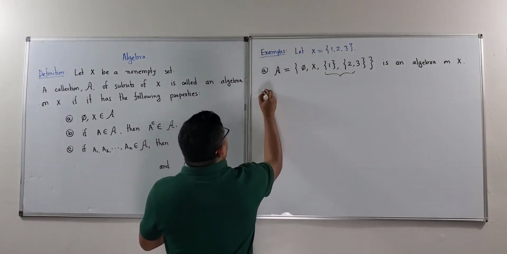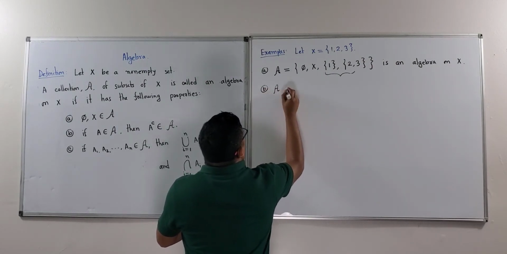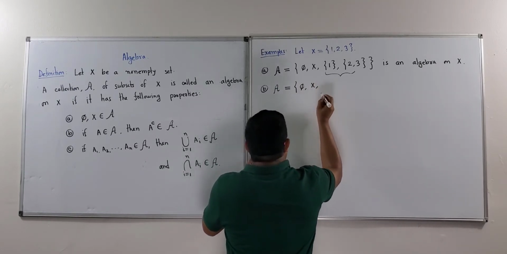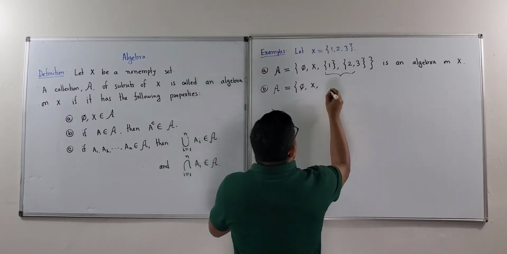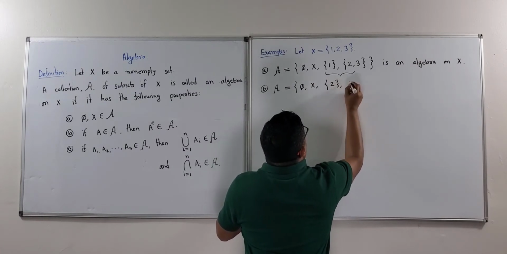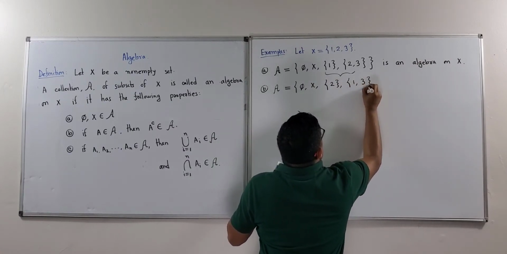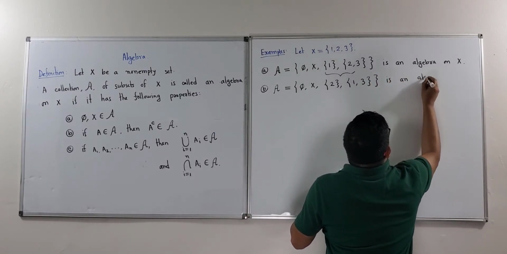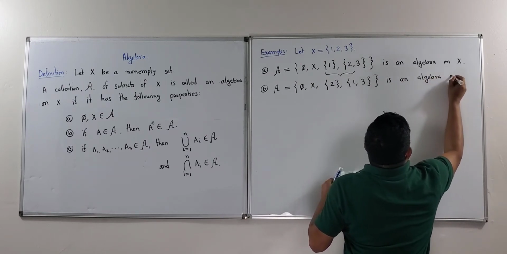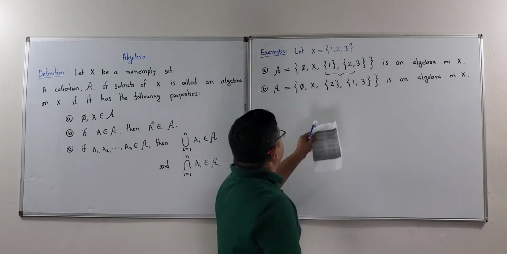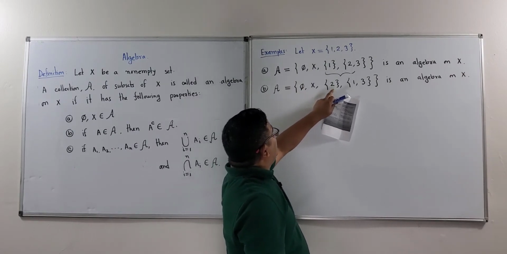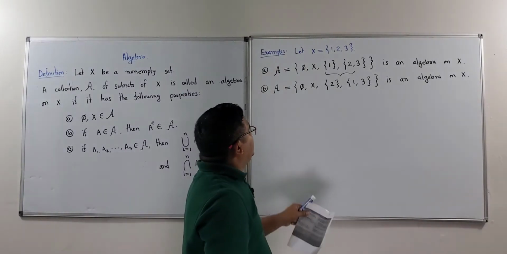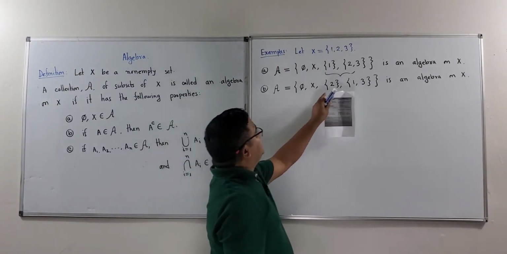Now the second example, if we consider this collection: the empty set, X, {2}, {1, 3}, so this is also an algebra. This is the same as the first one, because the complement of {2} is {1, 3}, the complement of {1, 3} is {2}, right? And their intersection is the empty set, and their union is the whole set.